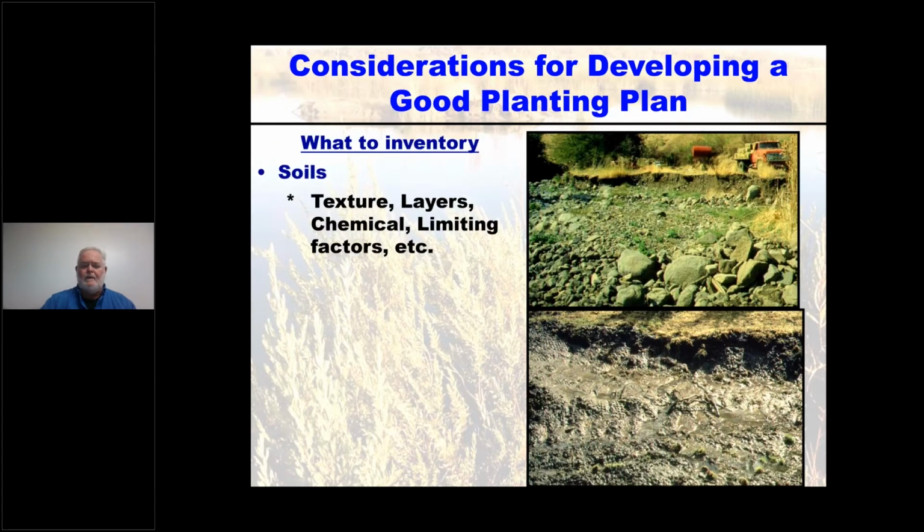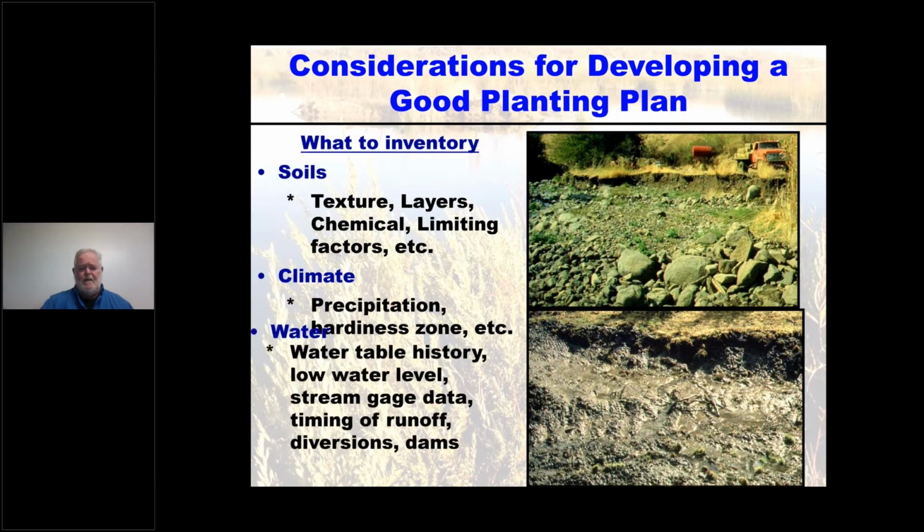What to inventory? One, soil. Soils are really important, especially texture, any layers or chemical factors, anything that you would classify as a limiting factor. It's good to make sure that you understand what that is. Next is climate. Understand what precipitation, how much water do you get on the site. The hardiness zone, remember that you can find at the USDA site. It'll tell you the extremes on both ends in terms of temperature and water and various things like that. And it helps you get the right plants.